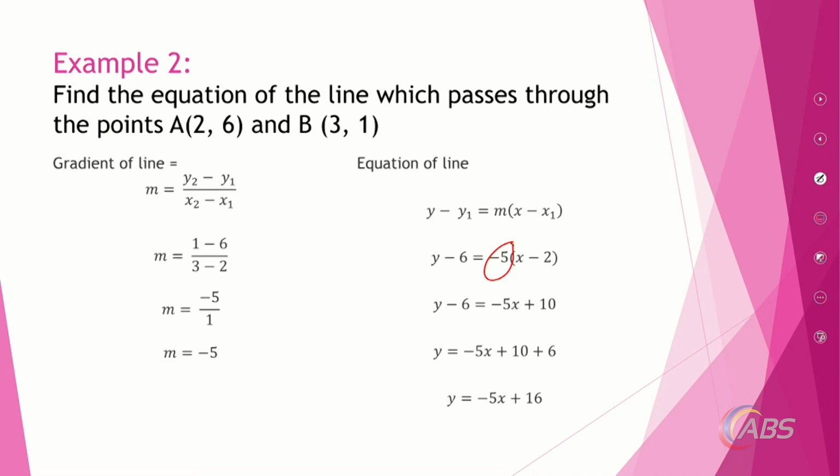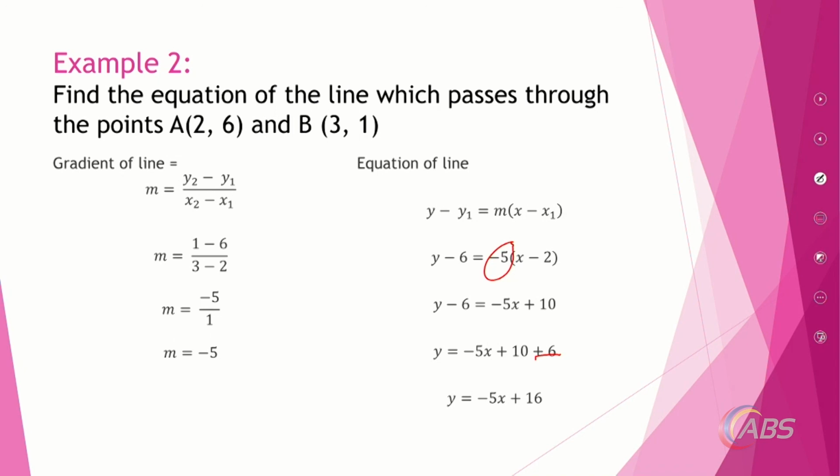Expanding the bracket, it becomes -5 times x. So a negative times a positive gives us a negative. So we end up with -5x. And -2 times -5, a negative times a negative gives us a positive, so we end up with +10. The next thing to do would be to take across our 6. Because 6 is negative, once it goes across the equal sign, the sign changes to positive. So this then becomes -5x plus 10 plus 6, which gives us y is equal to -5x plus 16.